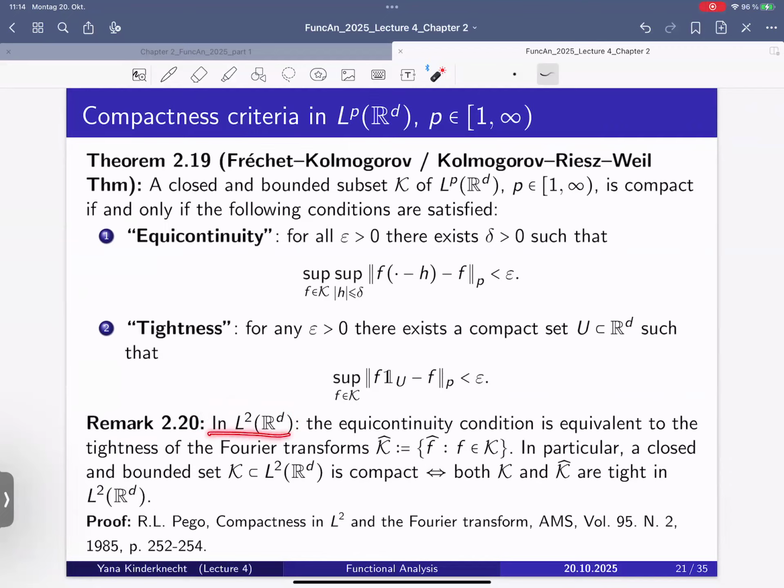In this particular special case of this theorem, the equicontinuity condition is equivalent to the tightness condition for the Fourier transforms. So we have a set K. We consider all Fourier transforms of all elements of this set K. So we have another set, K hat. This is again a subset of L2, because the Fourier transform maps L2 into L2. So equicontinuity for f is equivalent to a kind of tightness for f hat. That is, a closed and bounded set in L2 is compact if and only if both K and K hat are tight in L2.